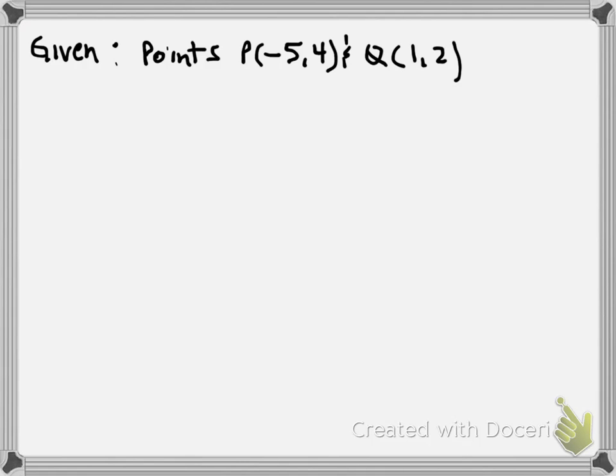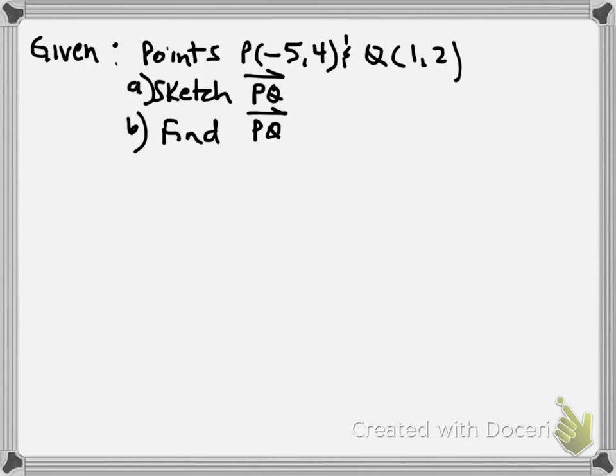And I want you to give me 3 things. A, I want you to sketch vector PQ. B, I want you to find vector PQ. Now when I ask you to find the vector, I'm asking you to tell me the directions to get from P to Q. The letters are written in a specific order. P's your starting point, Q's your ending point, okay? Last, I want you to find the magnitude of vector PQ, okay?